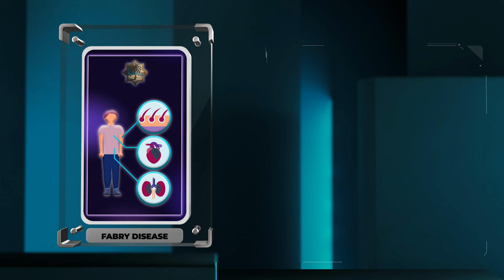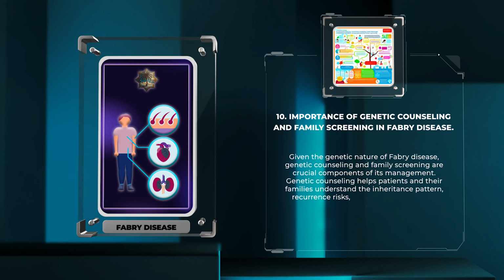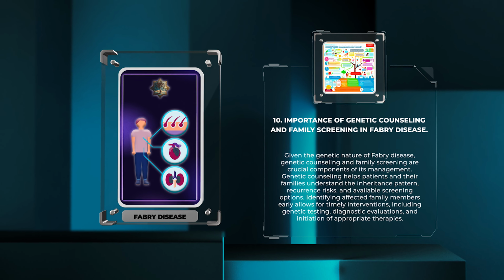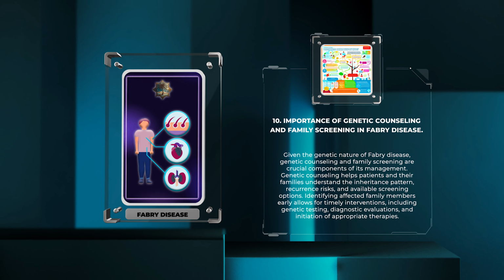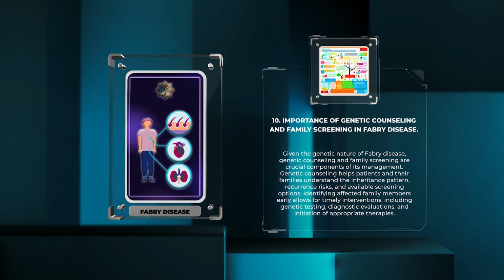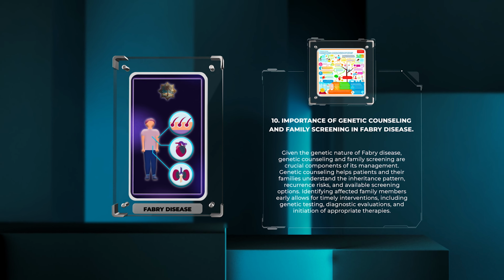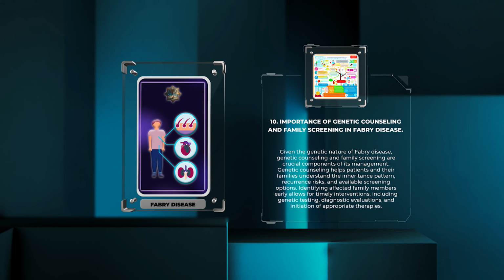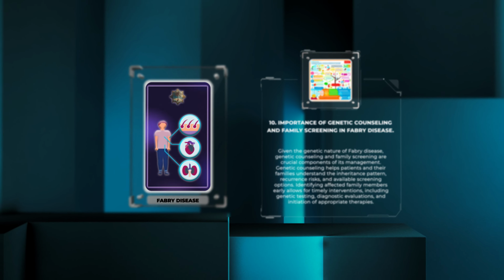Given the genetic nature of Fabry disease, genetic counseling and family screening are crucial components of its management. Genetic counseling helps patients and their families understand the inheritance pattern, recurrence risks, and available screening options. Identifying affected family members early allows for timely interventions, including genetic testing, diagnostic evaluations, and initiation of appropriate therapies.